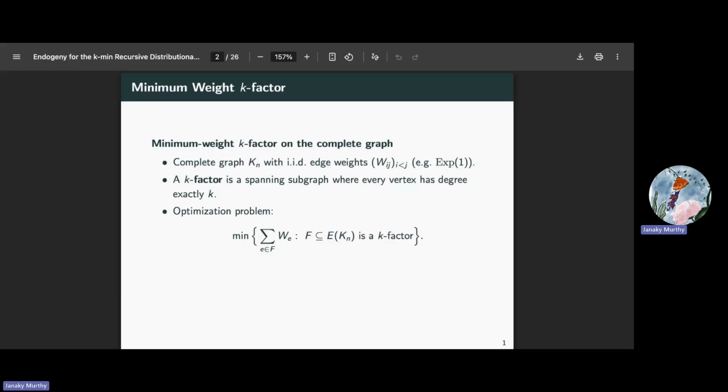A K factor is a spanning subgraph where every vertex has degree exactly K. The goal is to find the K factor with minimum total edge weight. For K equal to 1, this corresponds to the minimum weight perfect matching. And for K equal to 2, this corresponds to the minimum weight cycle cover or the two-factor graph. So this is a natural family of random optimization problems, and we want to understand whether a local algorithm converges to the optimal value.